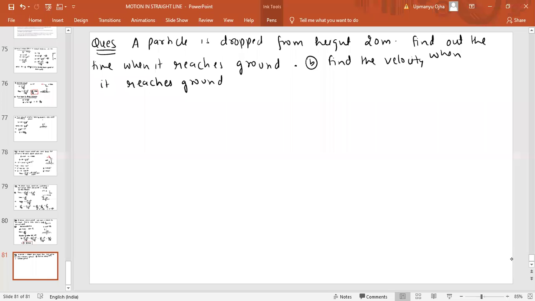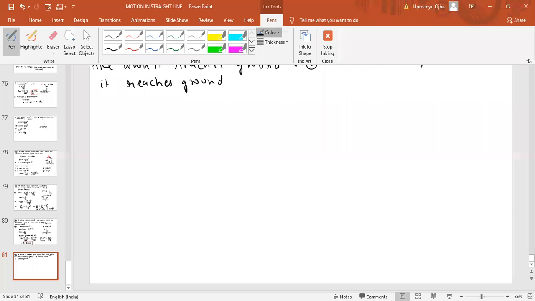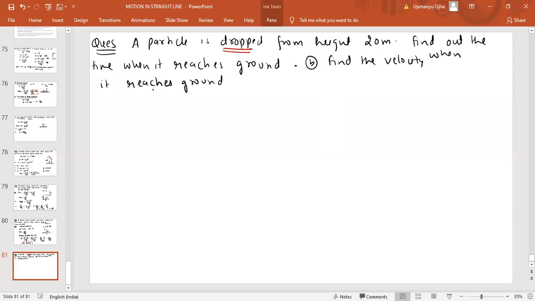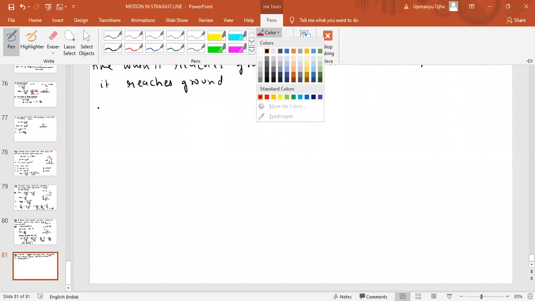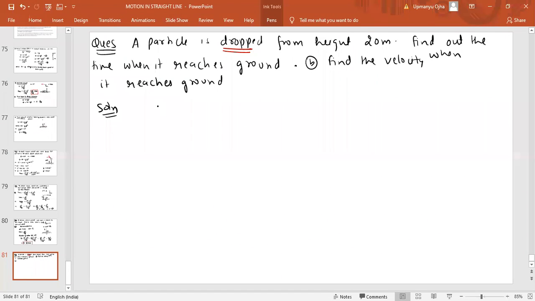Okay. Now one thing you have to understand here. Whenever they ask you drop, whenever they write in the question dropped, it means you have to assume initial velocity to be zero. You have to understand from that language itself. So initial velocity is zero here, means u must be equal to 0 meter per second.